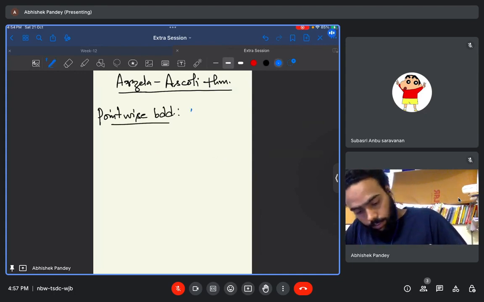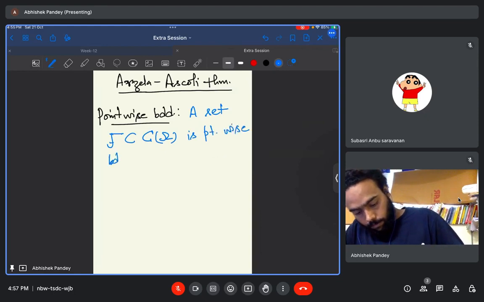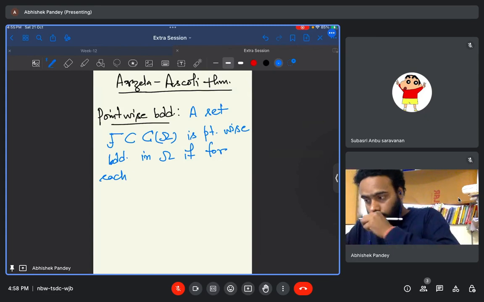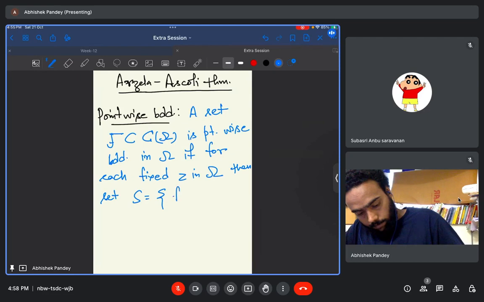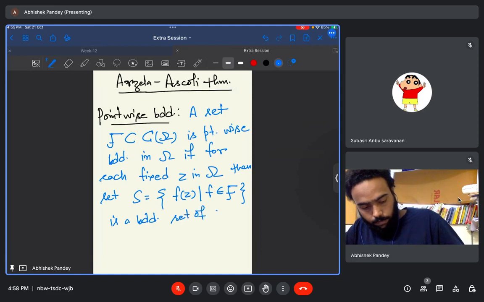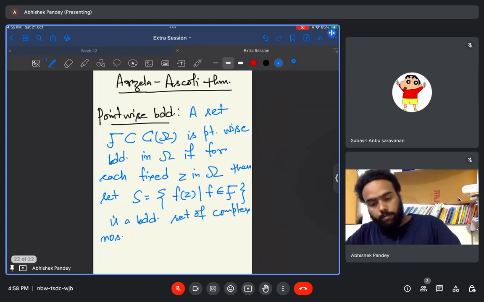A family F subset of C(Ω) is pointwise bounded in Ω if for each fixed z in Ω the set of f(z) such that f belongs to this family is a bounded set of complex numbers. This definition is quite clear. So this is pointwise bounded.